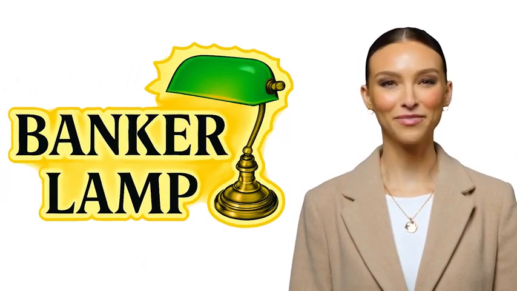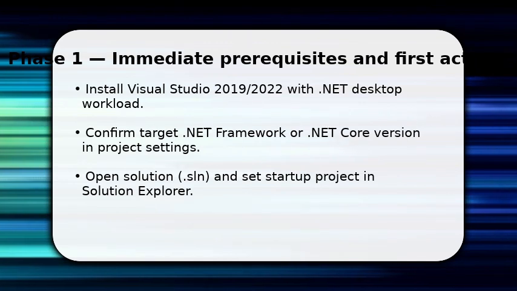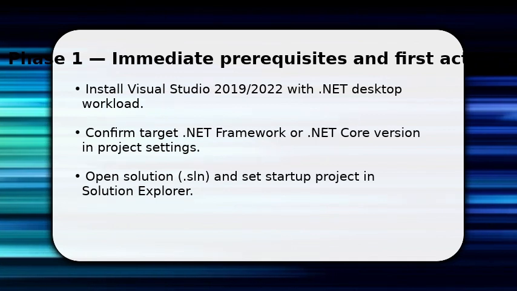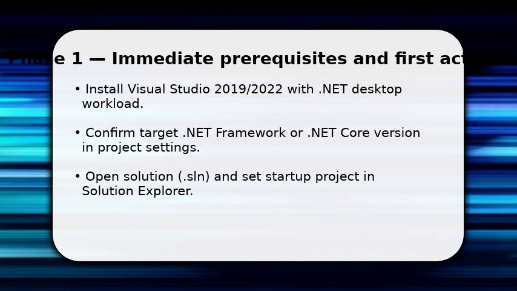Please enjoy the video. You begin by confirming prerequisites: Visual Studio with the .NET desktop workload and the correct framework installed. Once confirmed, open the solution file and immediately set the startup project in Solution Explorer so you run the intended app. Make sure NuGet packages restore automatically. If not, trigger restore. Also check configuration, debug versus release, and the target CPU. These initial steps ensure the IDE, framework, and project entry point are aligned before you build.